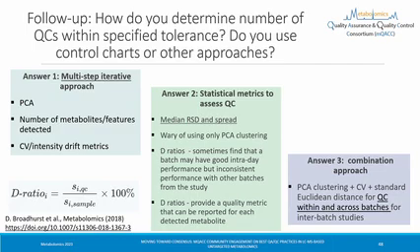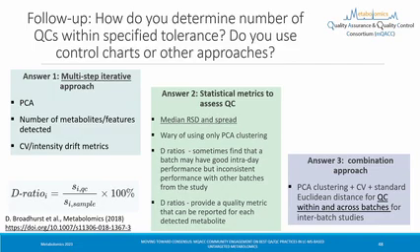For example, one lab starts with the principal component analysis. Then they look at the number of features or metabolites that they see in that batch and compare against their historical data for that matrix. And then they evaluate CV intensity metrics and make sure that that looks good.